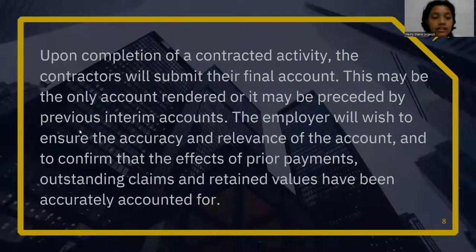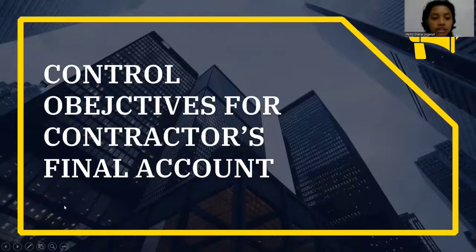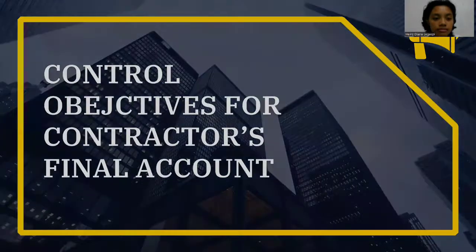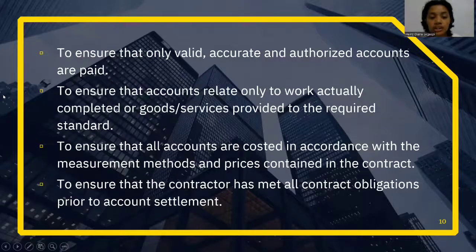The next one is the control objectives for contractor's final account. The first one, to ensure that only valid, accurate, and authorized accounts are paid. This is to verify that the accounts to be paid are valid, accurate, and authorized.